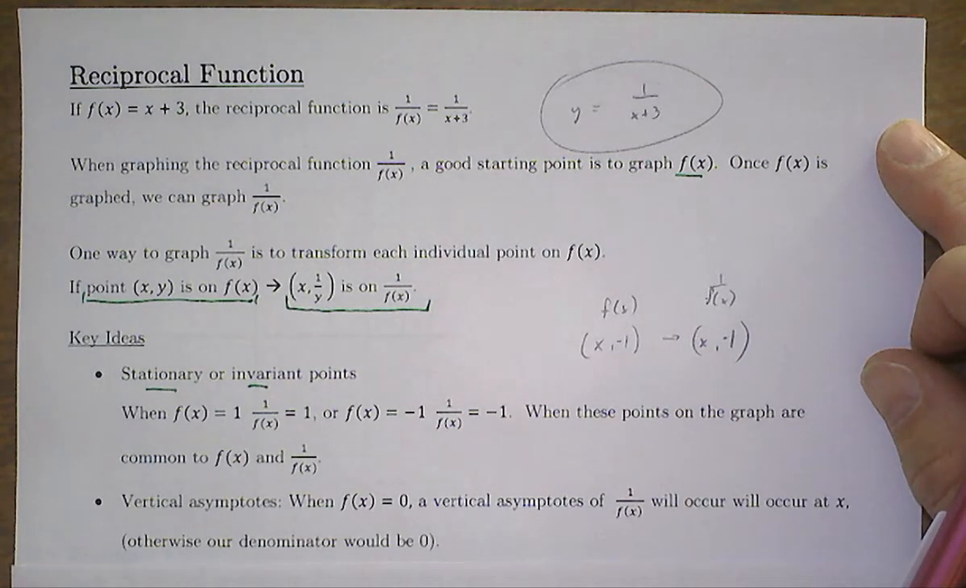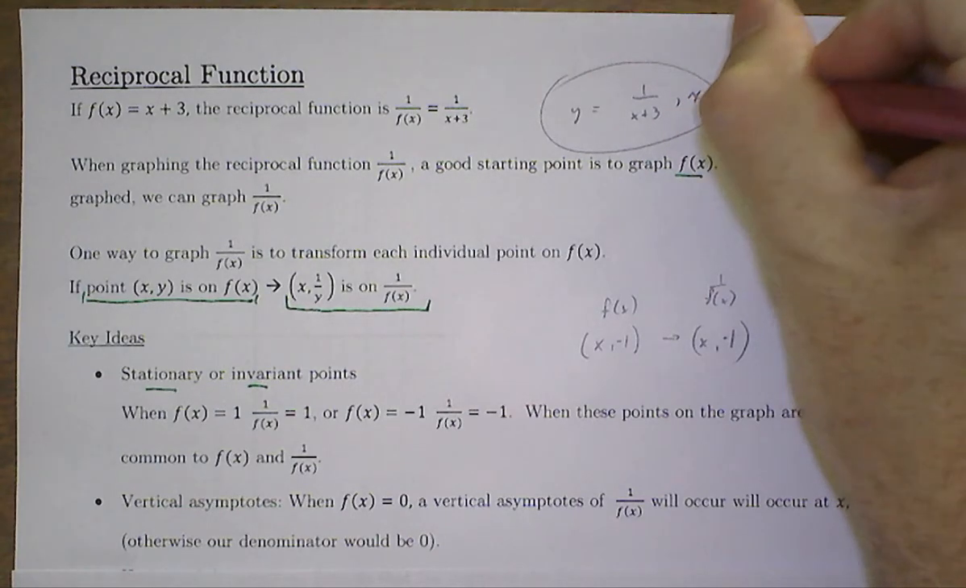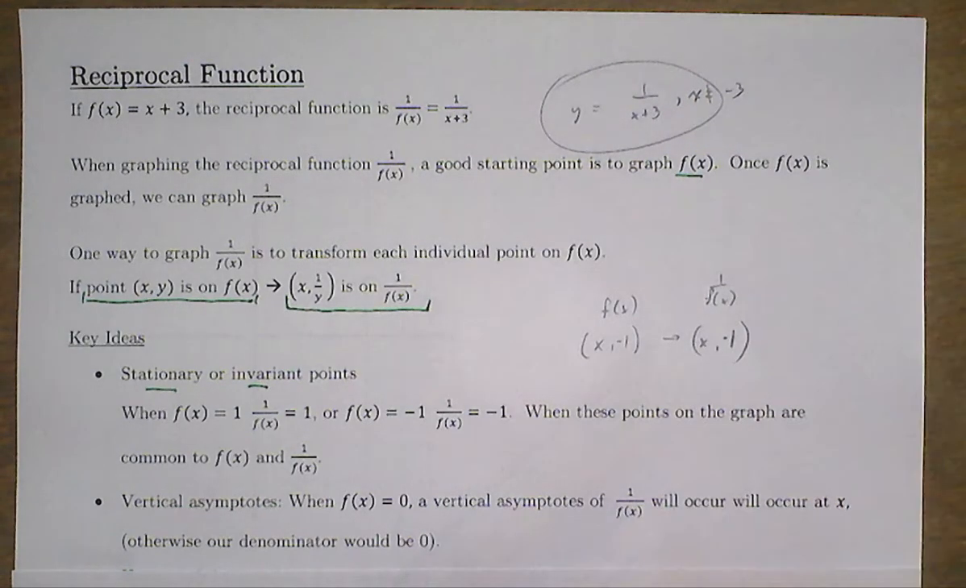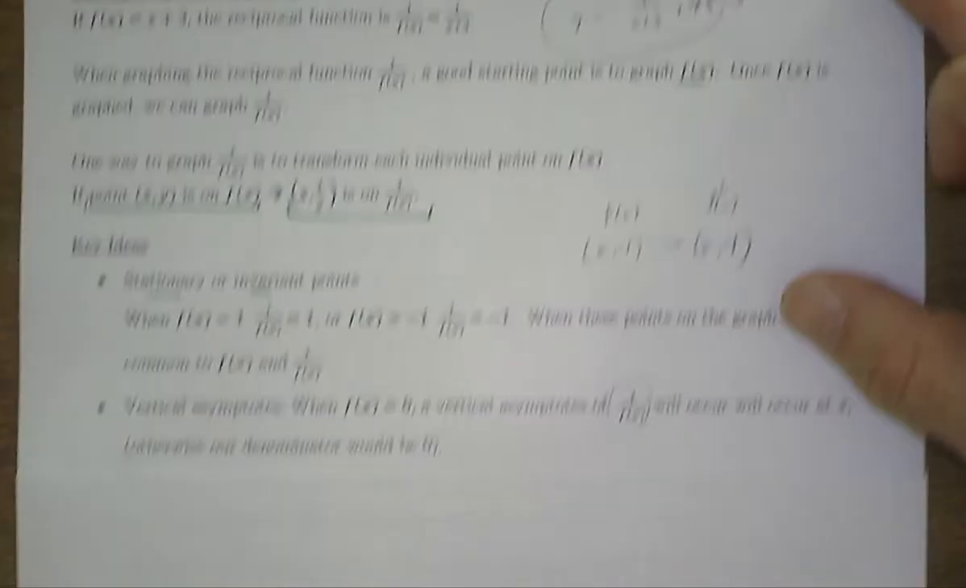So keep in mind that you do have some experience with asymptotes. We have a vertical asymptote at non-permissible values. When our denominator is equal to 0, we'll have a vertical asymptote on our reciprocal. That simply comes from the fact that we can never have a denominator of 0.